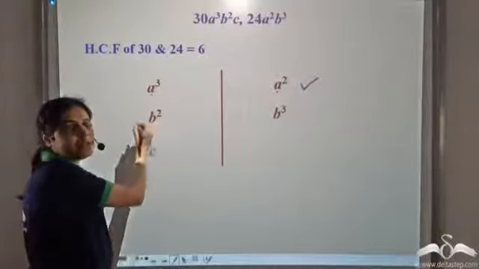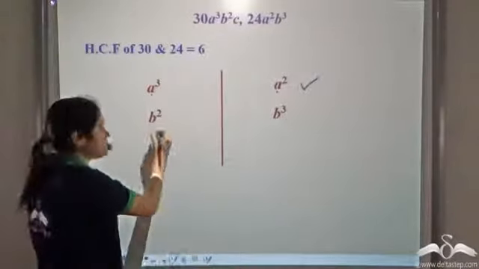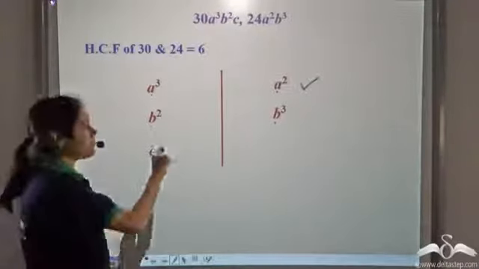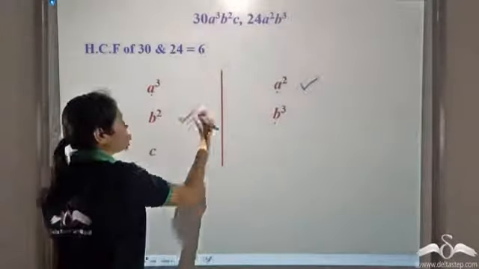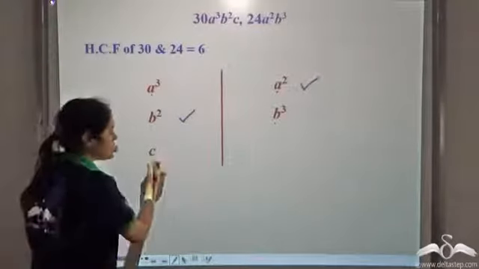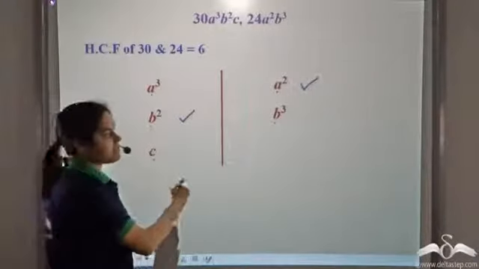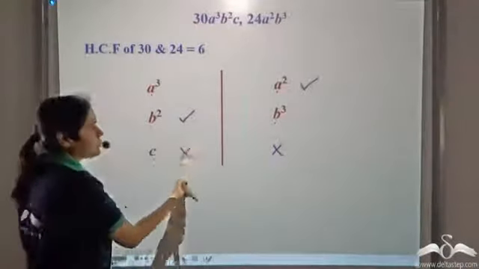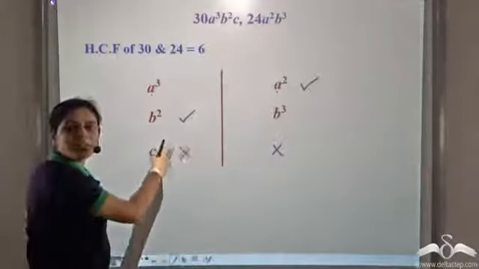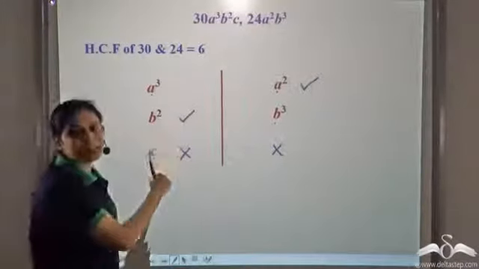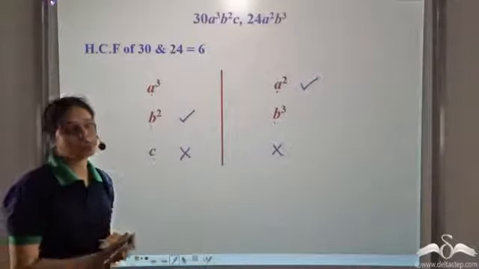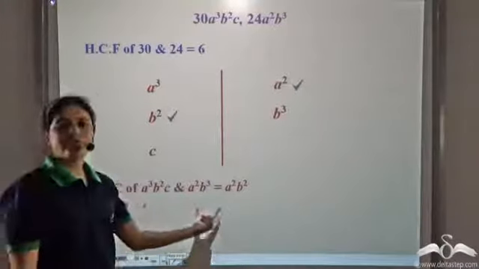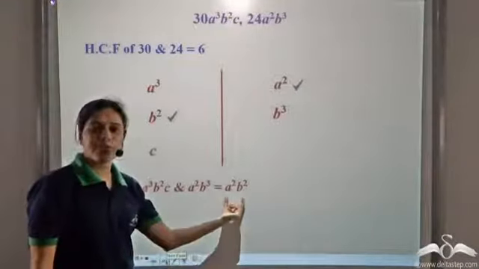Now we come to B. Does B appear in both? Yes. So B is common to both. And what is the lowest power of B? B square. So we take B square. C appears in the first term, but C does not appear here. So we do not take C. So we take A square and B square, and we say that the HCF of the algebraic part of both the terms is A square B square.